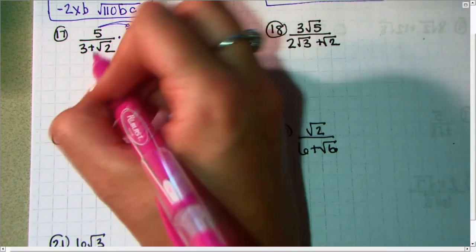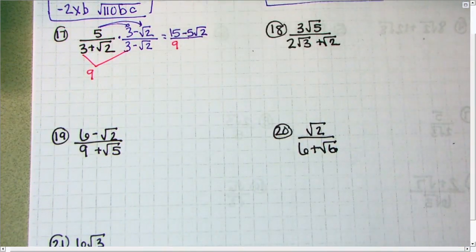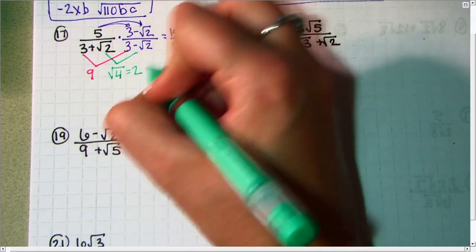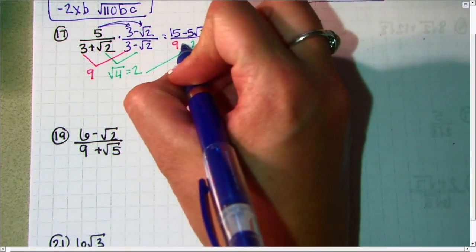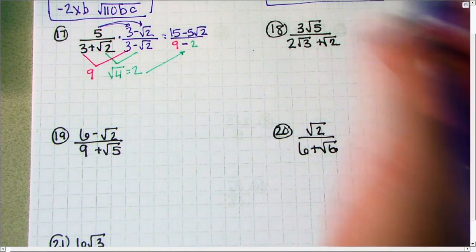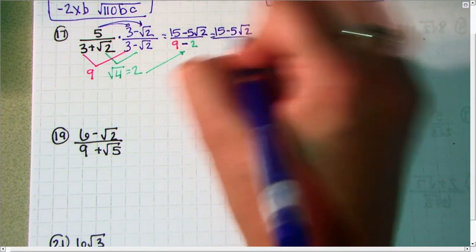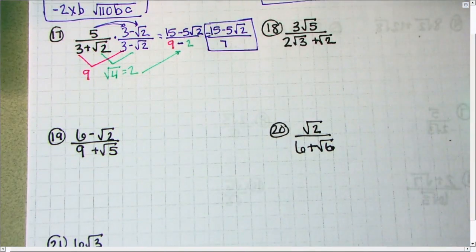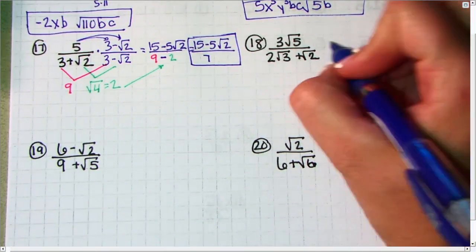In the denominator, I do 3 times 3, which is 9. And then I do the square root of 2 times the square root of 2, which is the square root of 4. And the square root of 4 is 2. Remember, that's how we're getting those values. It's always subtract in the center. So I get 15 minus 5 square roots of 2. 9 minus 2 is 7. There is no GCF that goes into 7, 15, or 5. So I'm stopping here. All right, number 18.